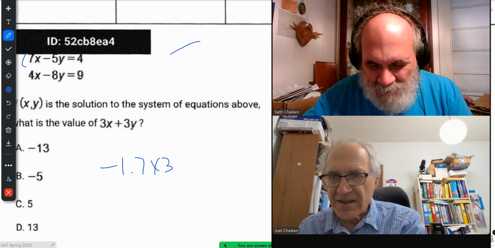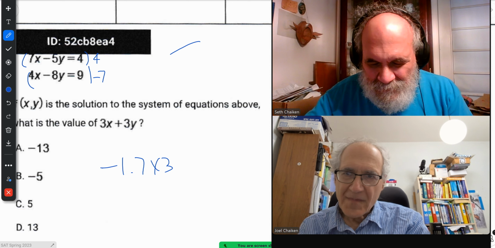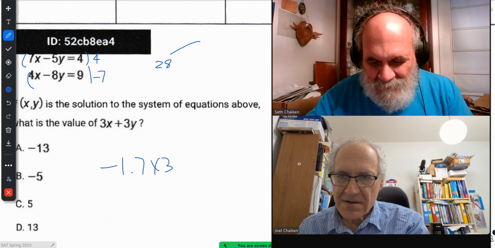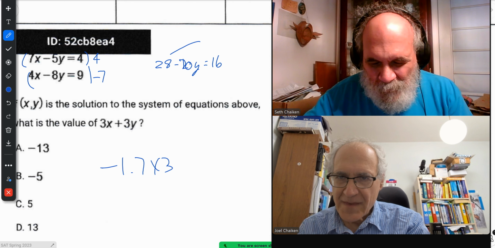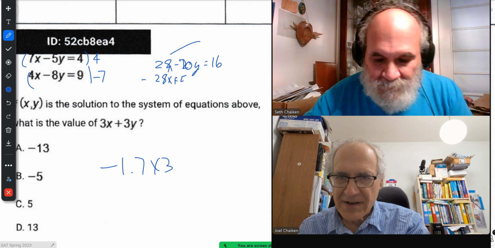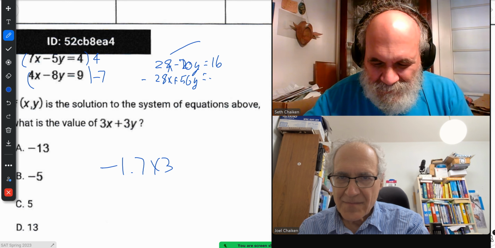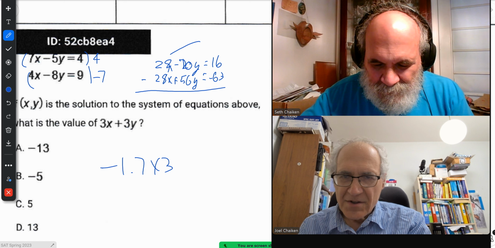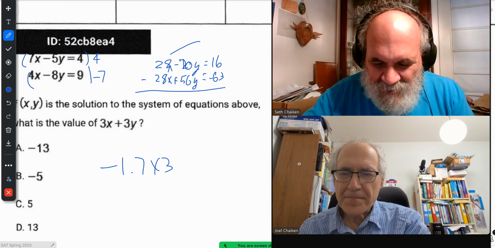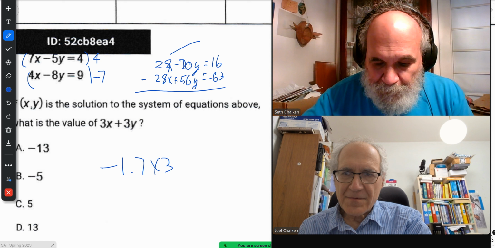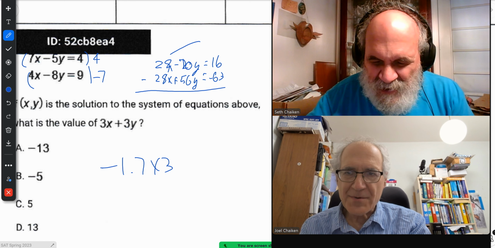Then you have to multiply this equation by 4, this equation by -7, and then you get 28x minus 20y is 16, and -28x plus... Oh, look how many ways you can make a mistake. Look at how many negative signs there are, which means you have to proofread everything. That's what I'm doing now.